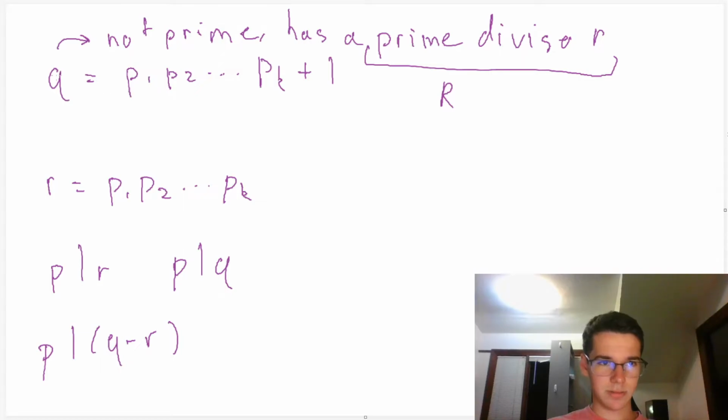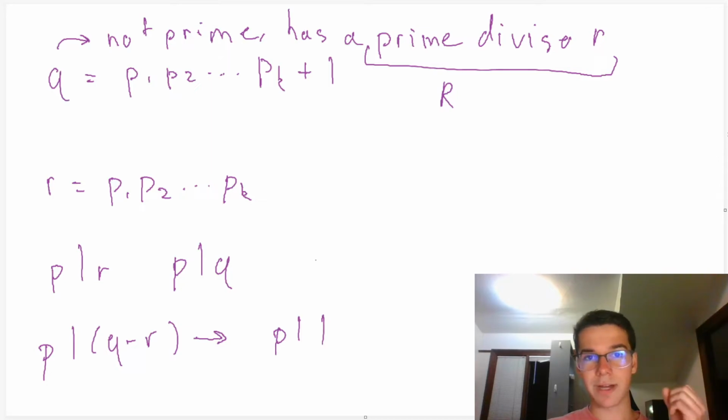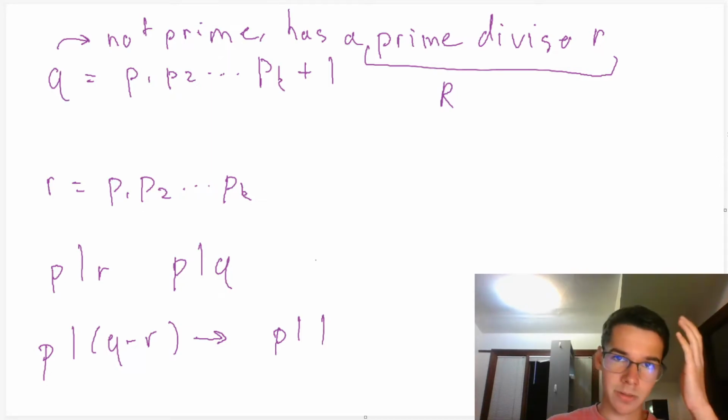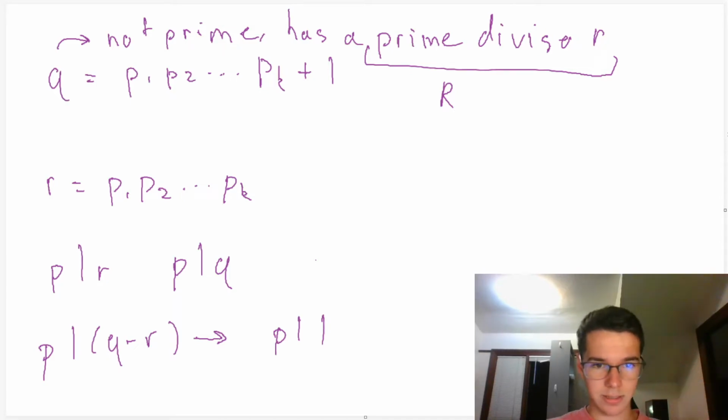What this comes out to, Q minus R, is 1, right? Because Q is the same thing as R, we're just adding this 1 here. So that means that P divides 1. And in order for P to divide 1, it has to be smaller than 1. And that is a contradiction, because if we remember, P is a prime.